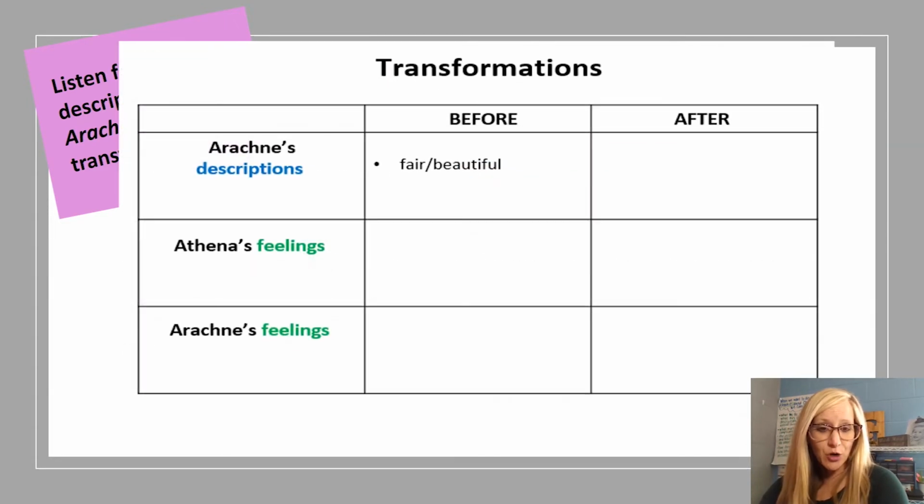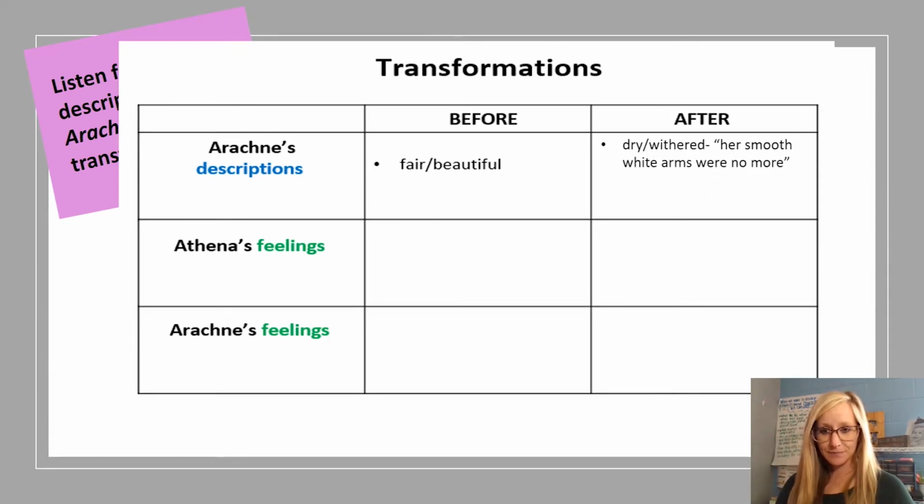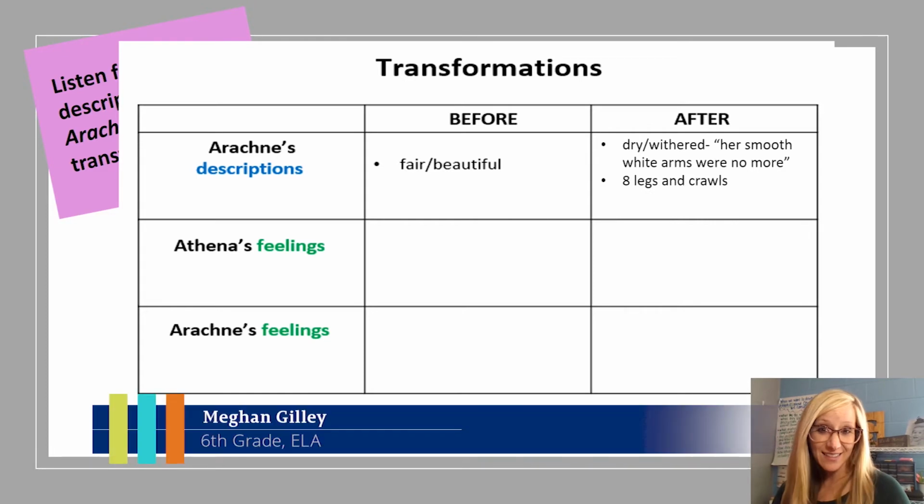crawls. So when we have Arachne's descriptions before her transformation, she was fair and beautiful, as the author described in the text. But here we have dry and withered, shown by her smooth white arms are no more. She has 8 legs and crawls.